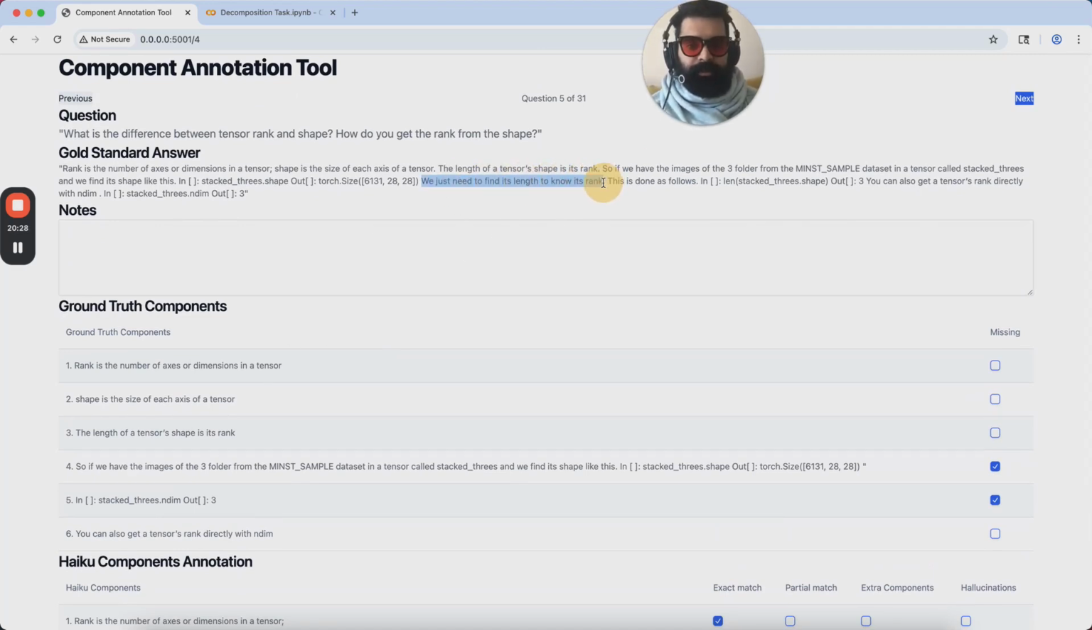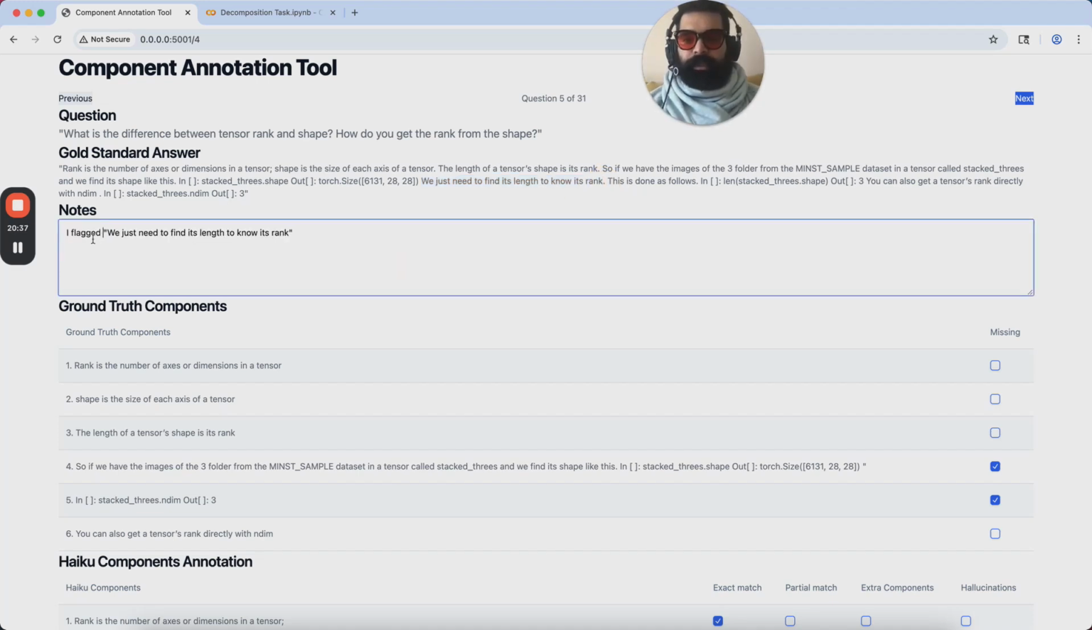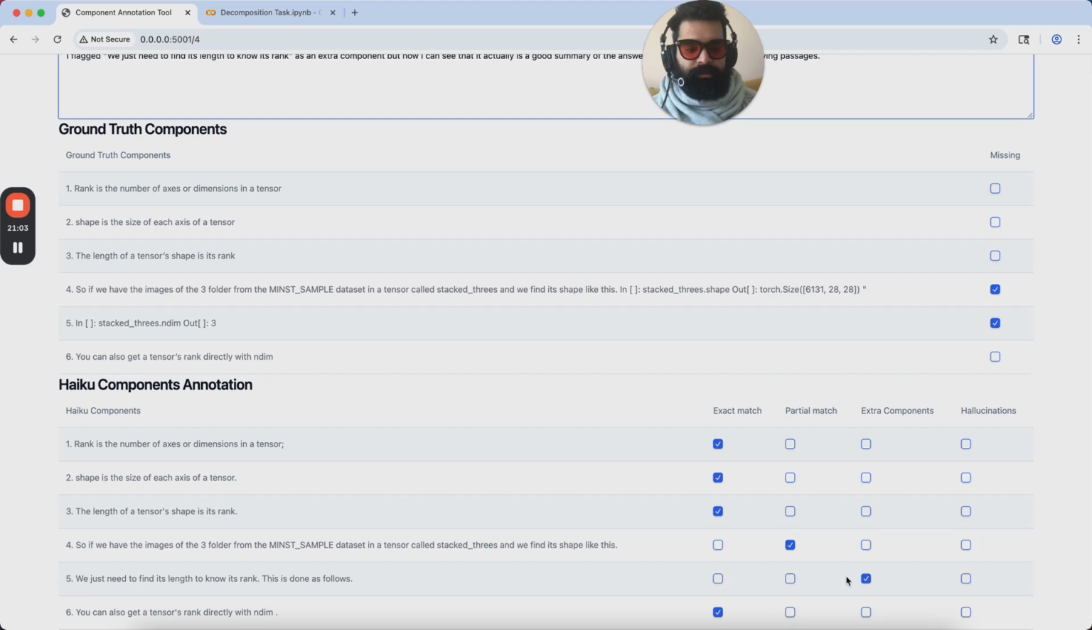Similar to the pixel similarity one, I think this is actually a relevant one. So I'll say I flagged that one as an extra component, but now I can see that it actually is a good summary of the answer and might be helpful in retrieving passages. So I think that extra component is extra, but it's not unnecessary.